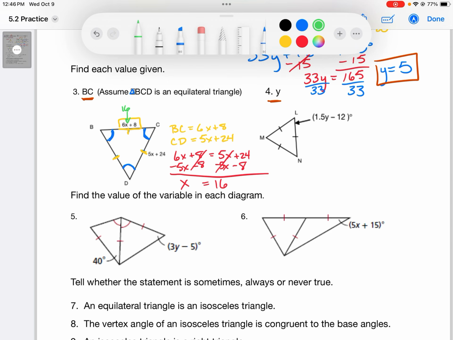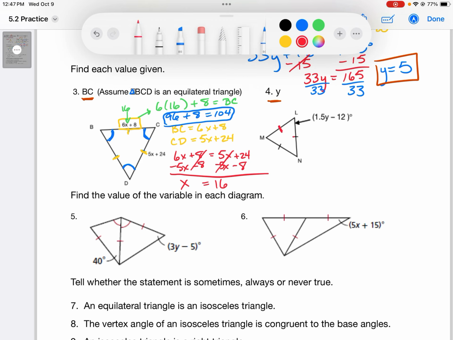So 6x plus 8 with x equals 16 would then become 6 times 16 plus 8 equals whatever BC is. And if I start working that out, 6 times 16 is 96 plus 8 equals 104. Now again, I don't know what the units of that are, okay? I don't know if that's inches, miles, I'm not really sure about the units, but whatever they are, it is 104 of them.